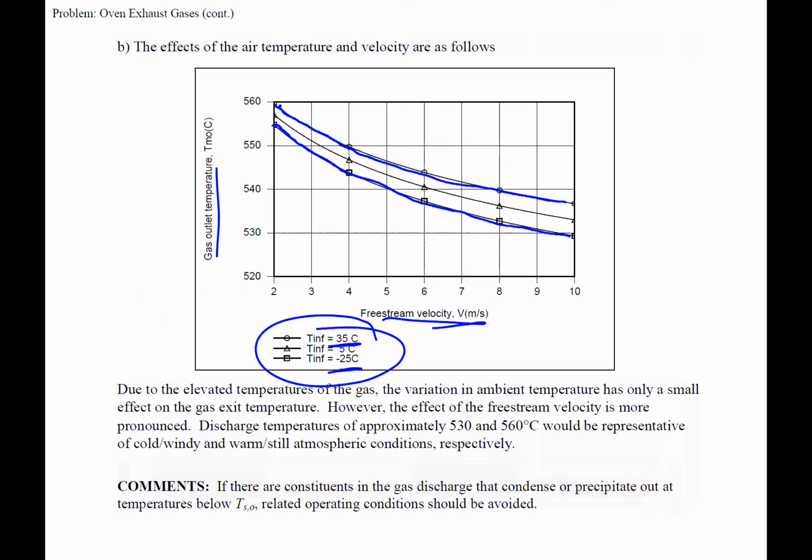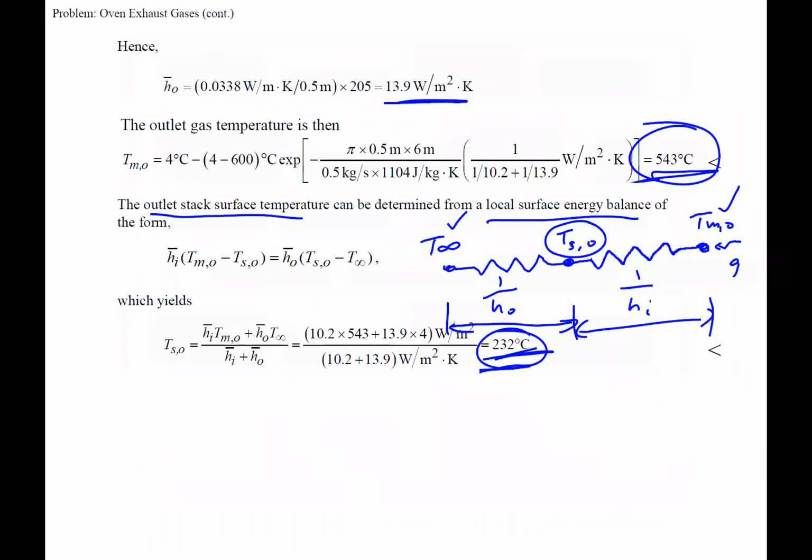And then in practicality, they use this to look at what that means for the plume coming out of that exhaust stack, and what that might mean to the environment, looking at what's going to happen to that plume as it exits, where is it going to go, how does it disperse. And then the other one that we solved for was that outlet surface temperature, right? And that's where we got this 232.